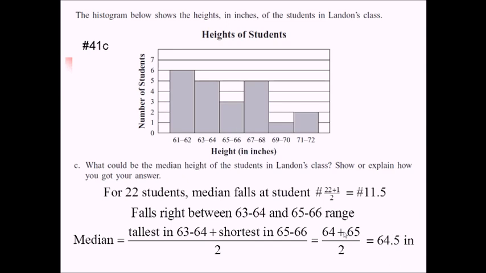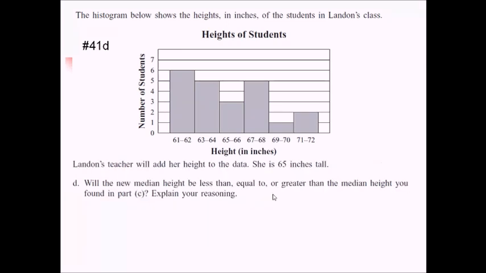You just need to pick either 63 or 64 and either 65 or 66 and average those together, and whatever the answer is, that's what they're going to take. For part D, will the new median height, if we add Landon's teacher's height to the data, and she's 65, will the new median height from doing this be less than, equal to, or greater than the median height you found in part C? Explain your reasoning.